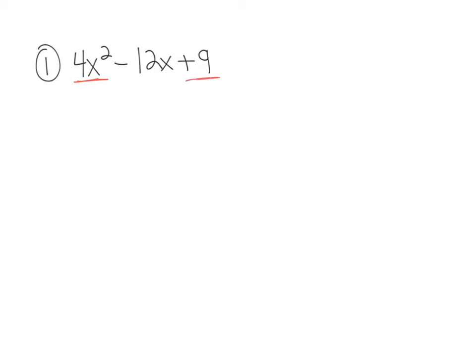That would be the 9. Now, this is the special case of a perfect squared binomial. So what I'm going to do is get this set up, knowing that I'm going to have a binomial squared. My first number in this binomial is going to be the square root of that first term. So the square root of 4x squared would just be 2x. My next number would be the square root of 9. That would just be 3.